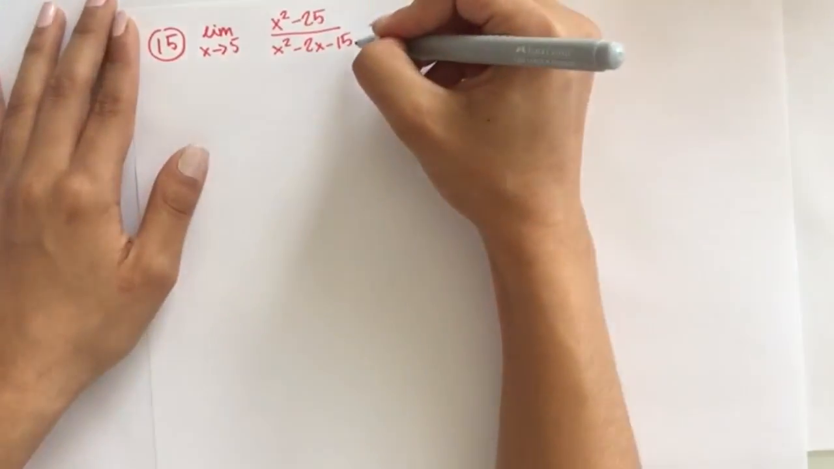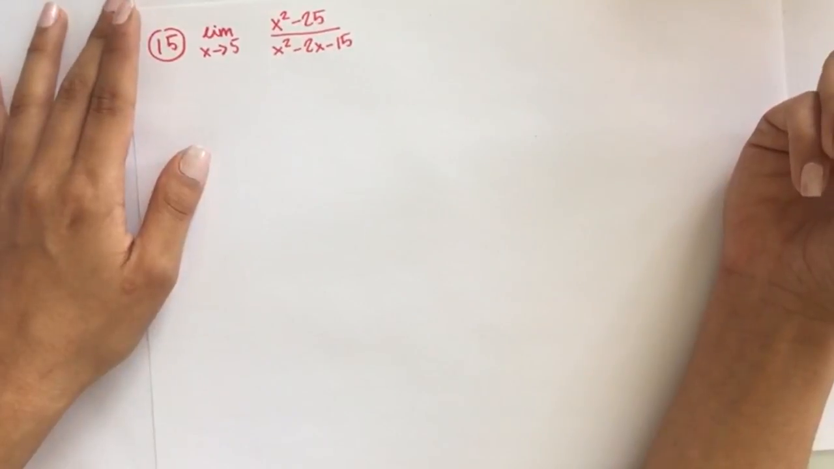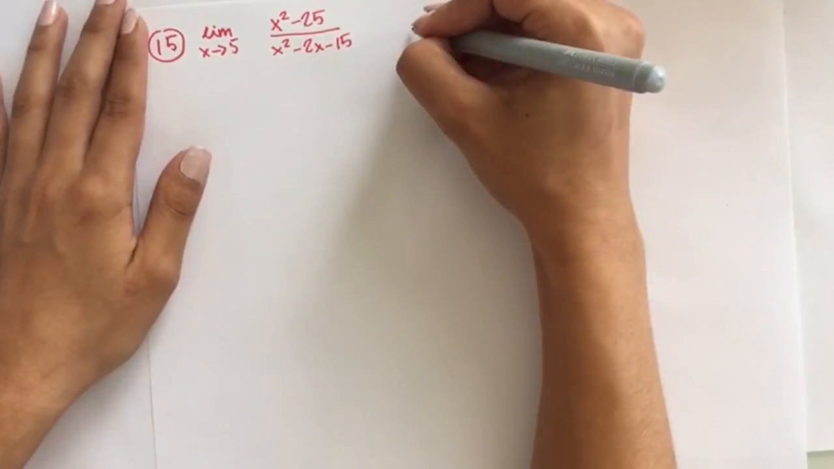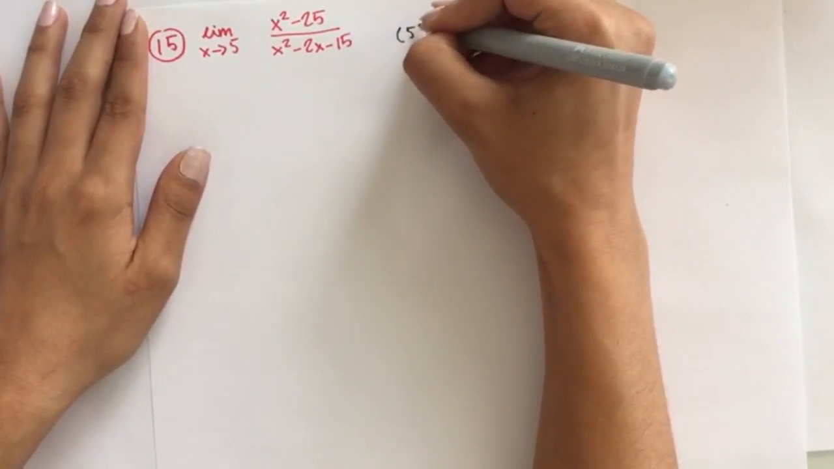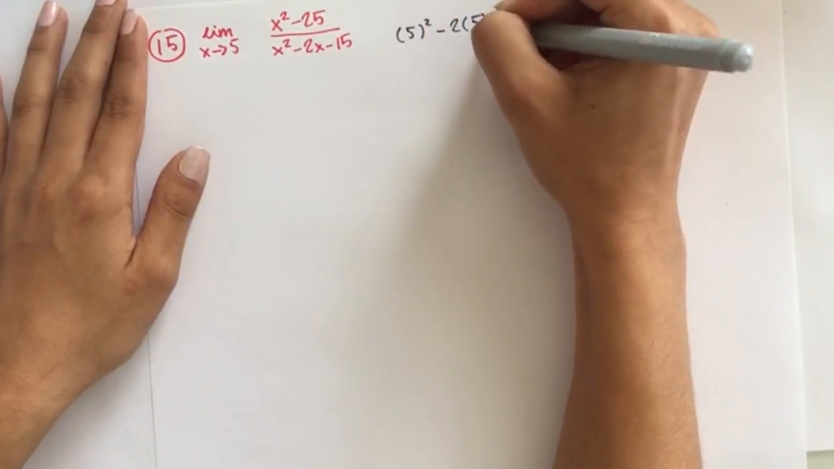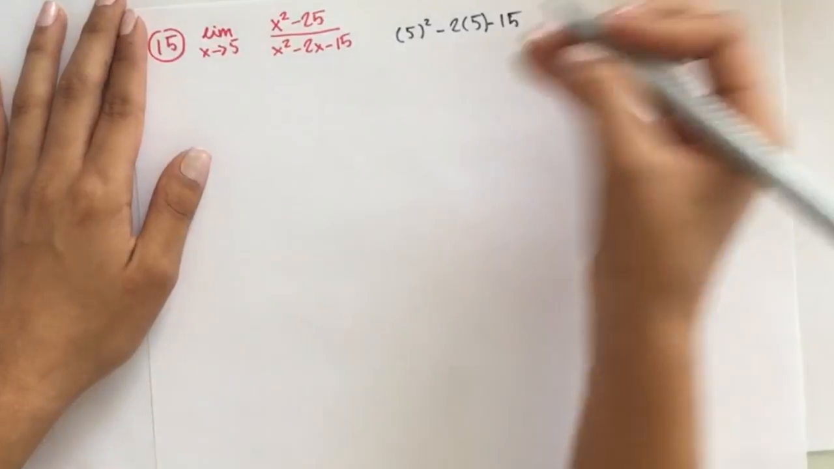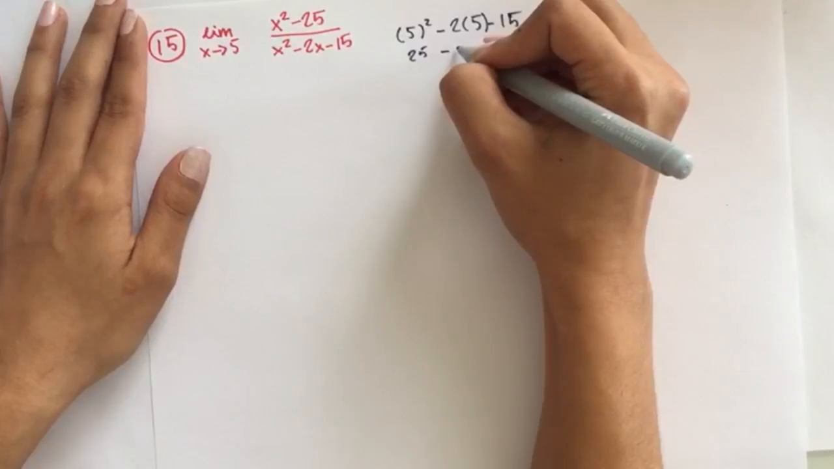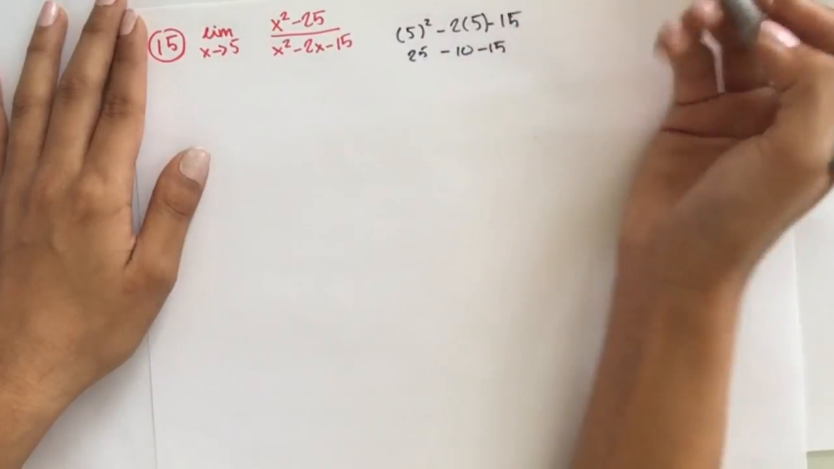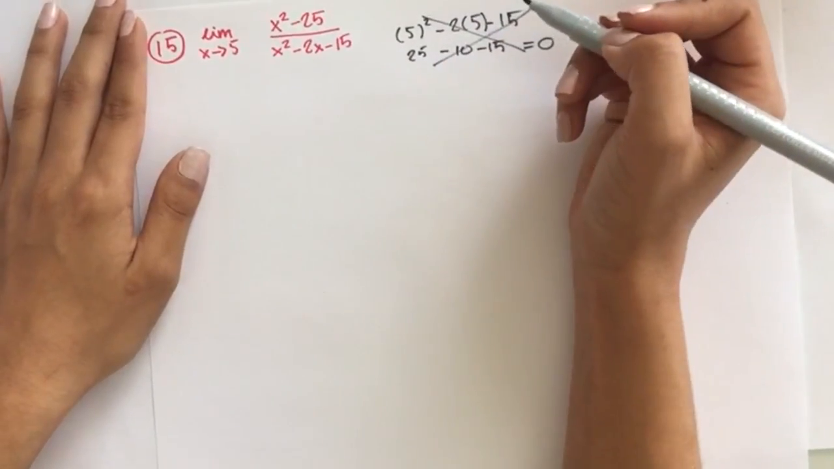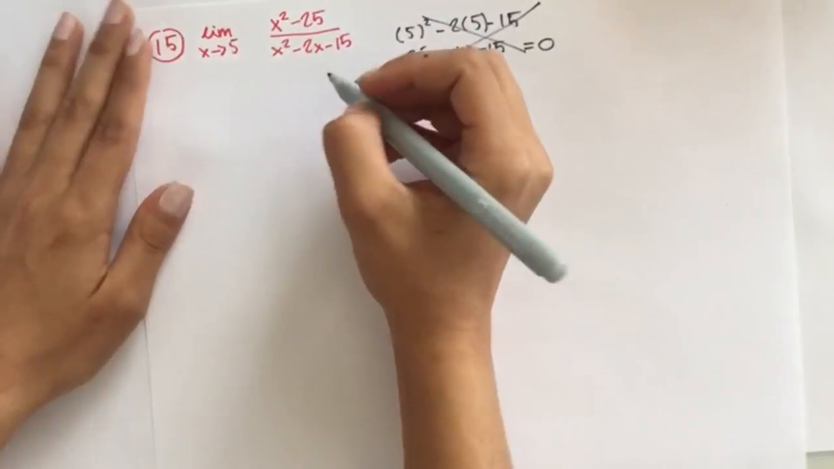First, we have to check that the denominator doesn't give us 0, and we check it by substituting the x with the 5. So we check 5 squared minus 2 times 5 minus 15. So this is 5 times 5, 25, minus 10 minus 15, which is 0. So this cannot be used. So then we solve this algebraically.